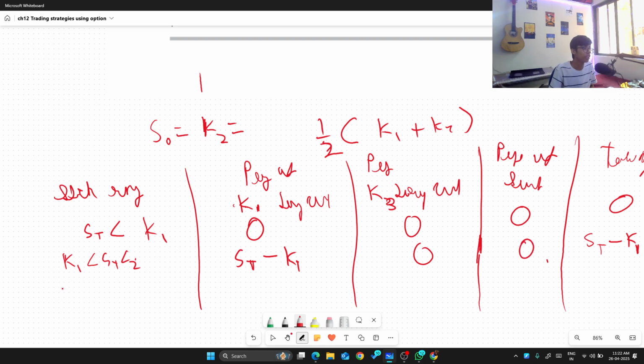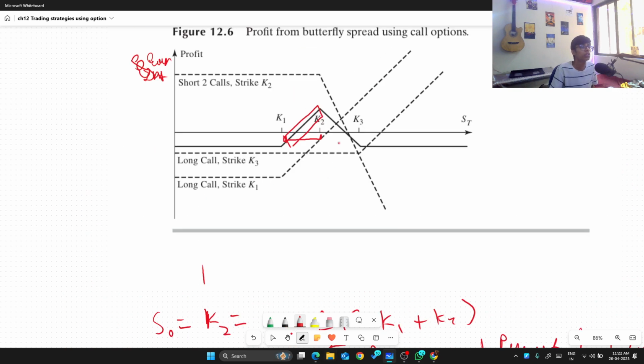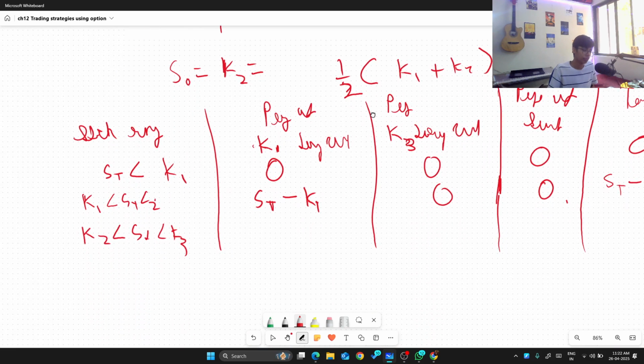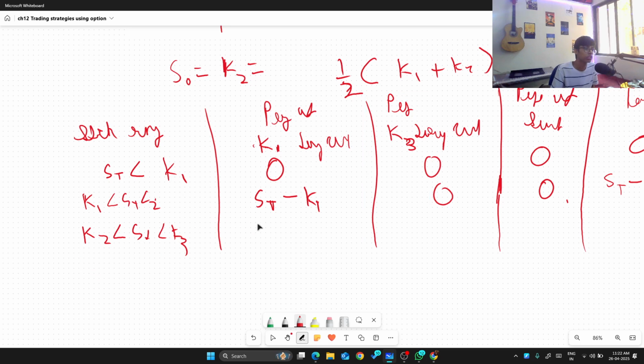Right? And if K1, it is between K2, S3 and K3. If it is between here, the payoff would be this, right? And the payoff would be ST minus K1. Second would be ST minus K3, and third would be, why I'm doing this again, payoff would be 0, and here it would be minus 2 ST minus K1.